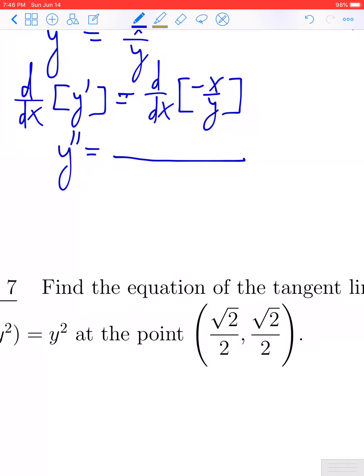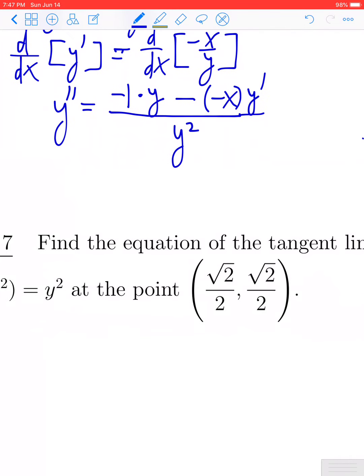Recall the quotient rule says we need to do the derivative of the numerator. The derivative of negative x is negative 1 times the denominator, minus the numerator, so minus a negative x, times the derivative of the denominator. The derivative of y is y prime, and this should be all over the original denominator squared, so over y squared. So we have that y double prime is equal to negative y plus x y prime over y squared.